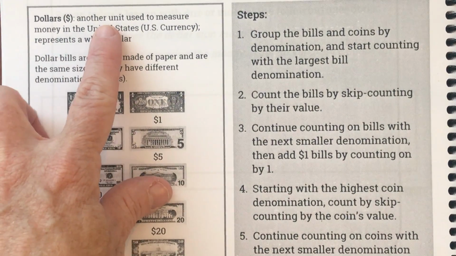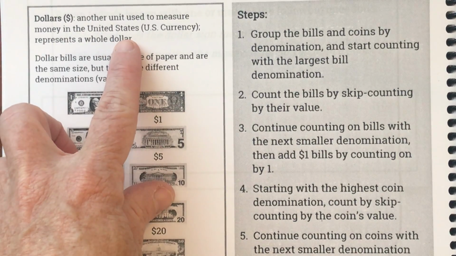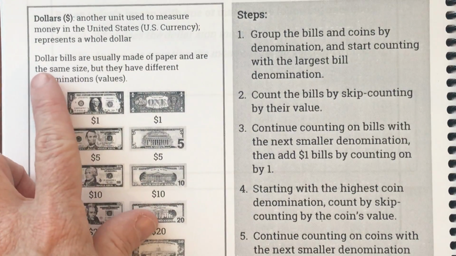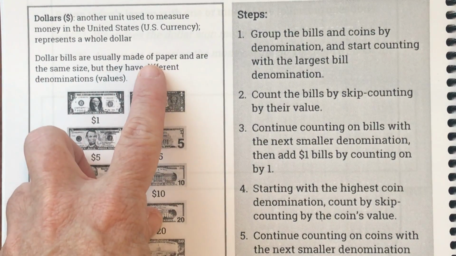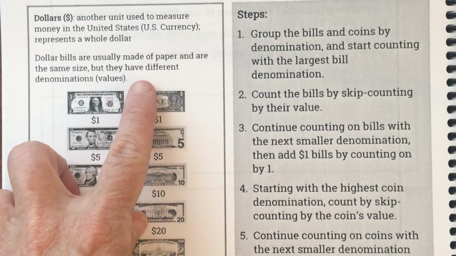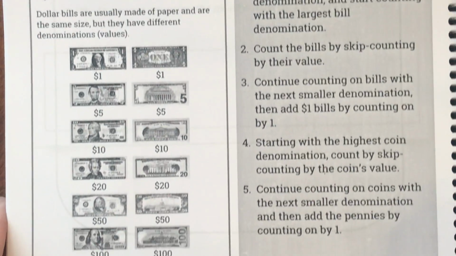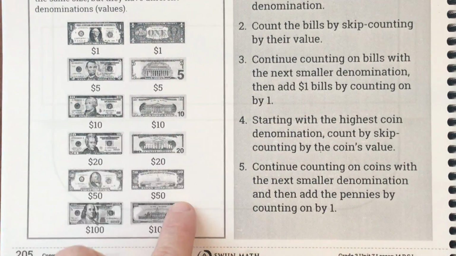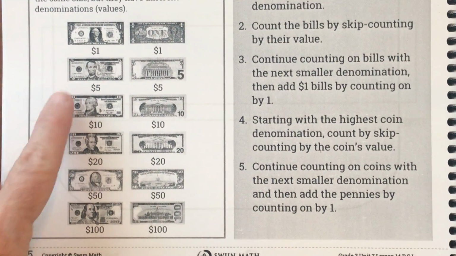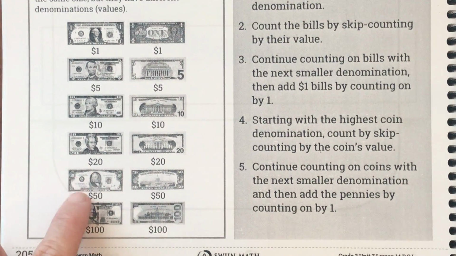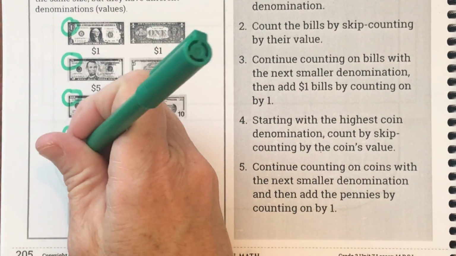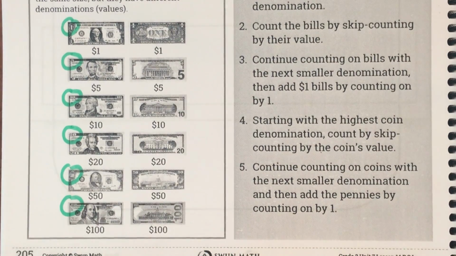Dollars are another unit used to measure money in the United States, U.S. currency, and they represent a whole dollar. Dollar bills are usually made of paper and are the same size but have different denominations or values. So here's our different values. And they show us the front side and the back side. And we have a $1 bill, a $5 bill, 10, 20, 50, and 100. And in the corner of the bills, remember, it actually gives us the number of the denomination. So we can use that to help us.